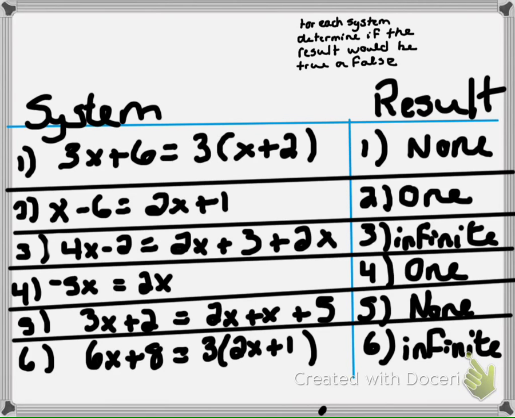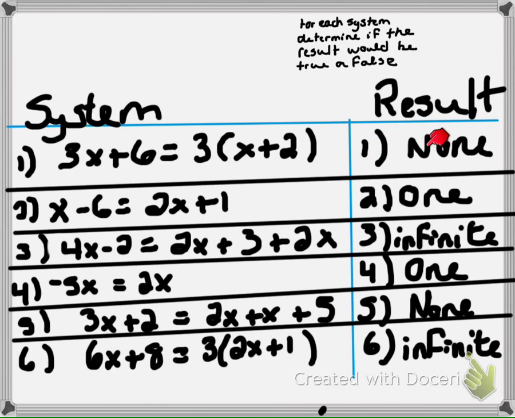Once you've done that, I want you to decide, and I want you to watch the video for just a minute more, how many solutions each of these systems of equations would have. So for instance, on number 1, you've got 3x plus 6 equals 3 times the quantity x plus 2. So would that be a problem where there's one solution, where there's infinite solutions, or where there's none?